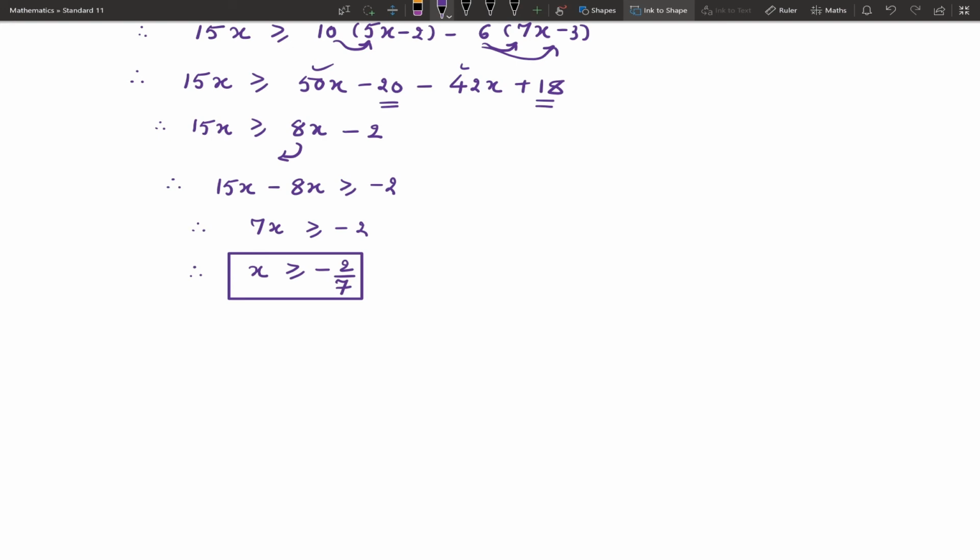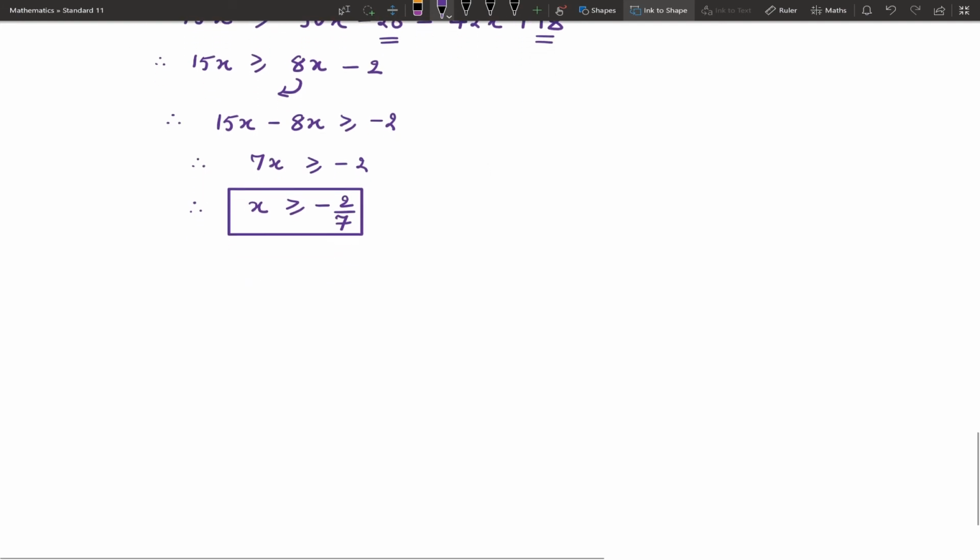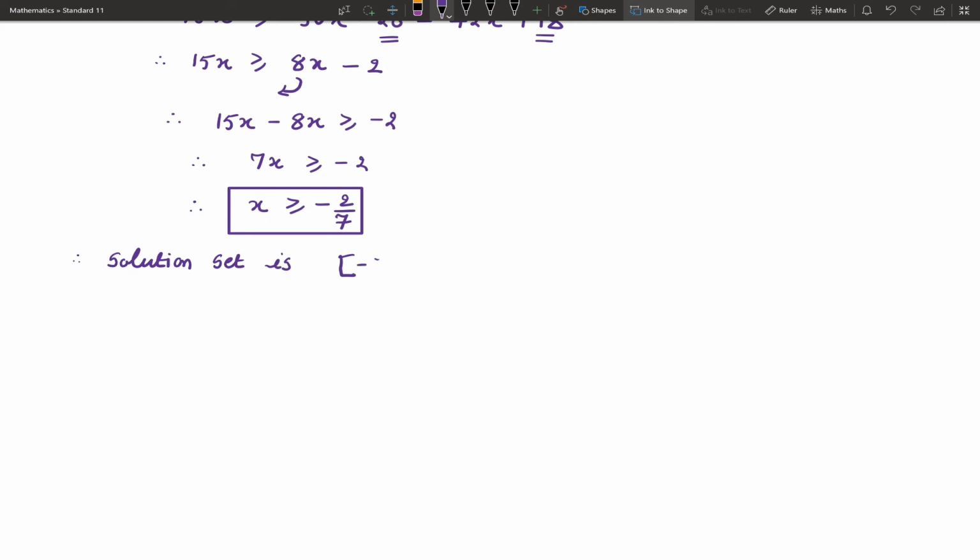And you can observe it is a slack inequality, so it will be in terms of a closed interval. Therefore the solution set is the closed interval minus 2 by 7 to plus infinity, open interval.